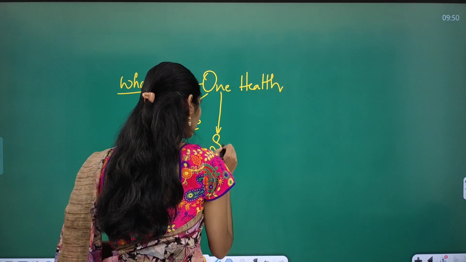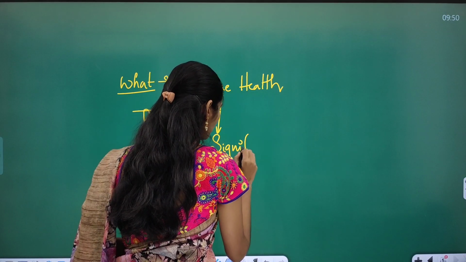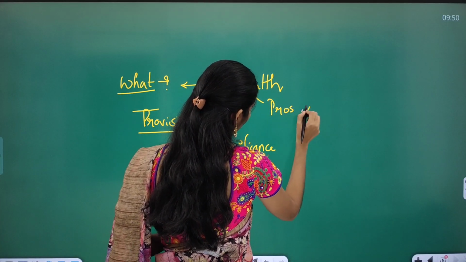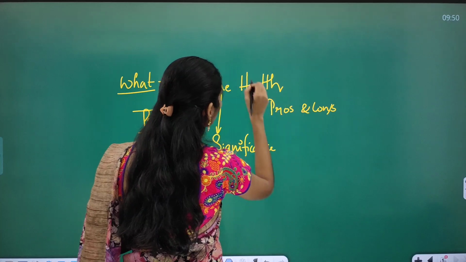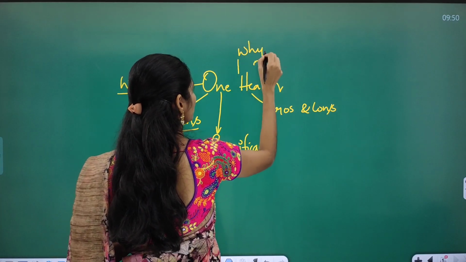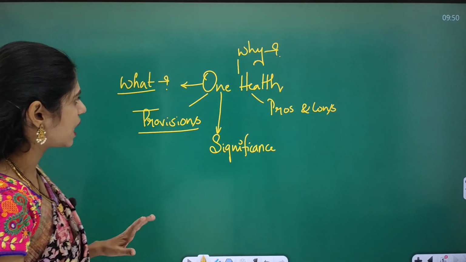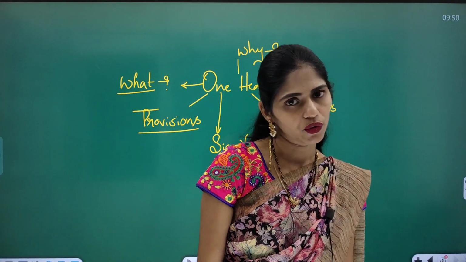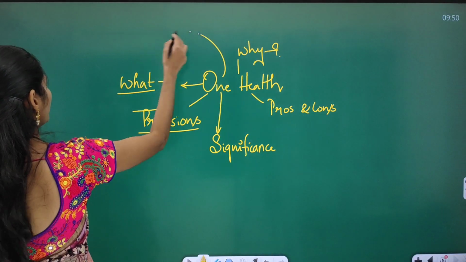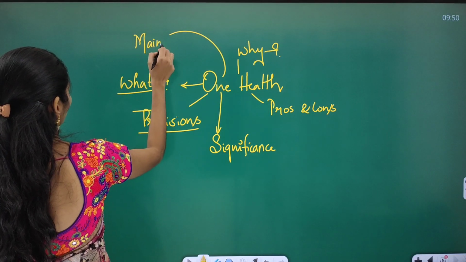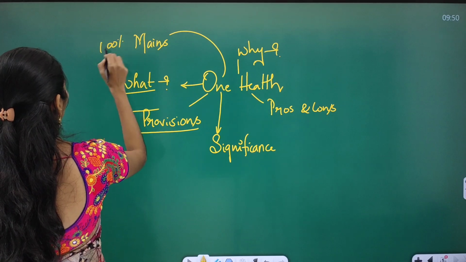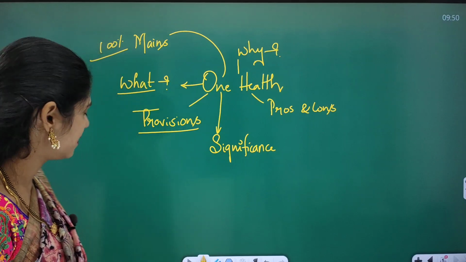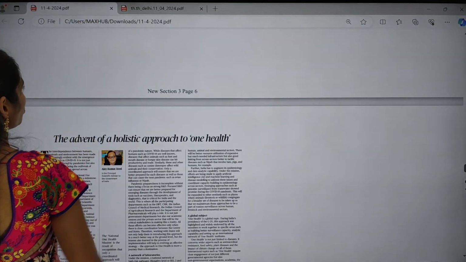And you have to see what is the significance. What are the pros and cons? And you have to understand why our government is focusing on this One Health. So this article is important from GS paper 2 under health, and even from your GS paper 2 under governance point of view. Especially this topic is important from your mains, and for sure, 100%, after clearing your prelims of 2024, you can expect a question from this One Health in your mains. Clear? And now let us see the notes of this One Health.